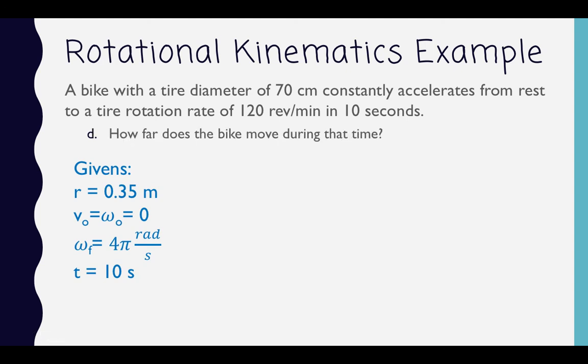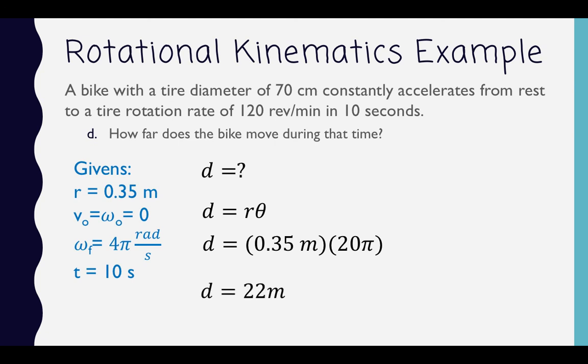Part D, how far does the bike move during that time? So how far would be a linear quantity? We're looking for the linear distance, D. And we know the relationship between linear distance and angular distance. Our linear distance is going to be equivalent to our radius times our angular distance. And our angular distance we found in the last problem was 20 pi. So when we multiply our radius, 0.35 meters, times 20 pi, we get 22 meters.